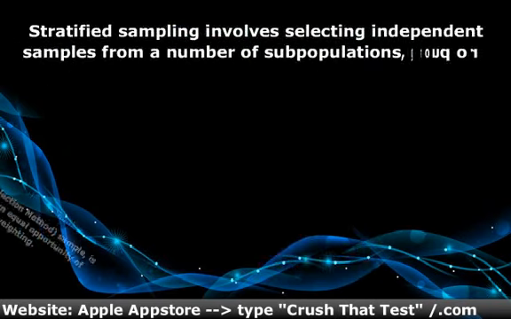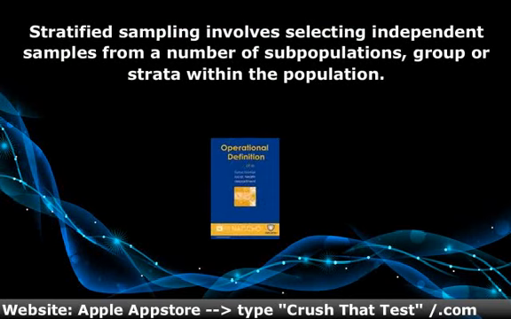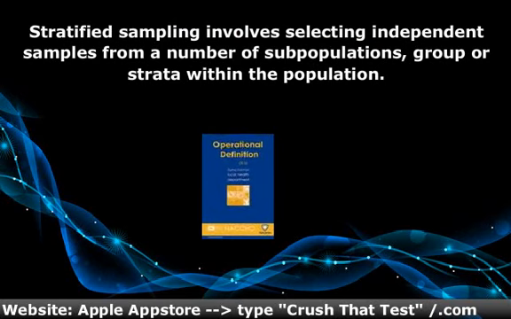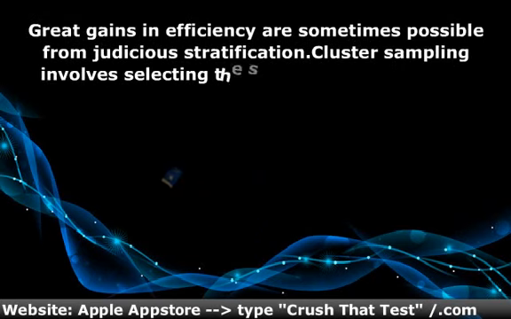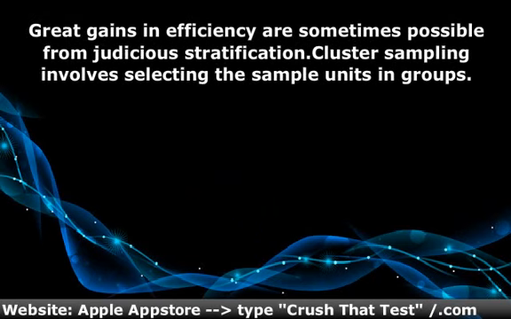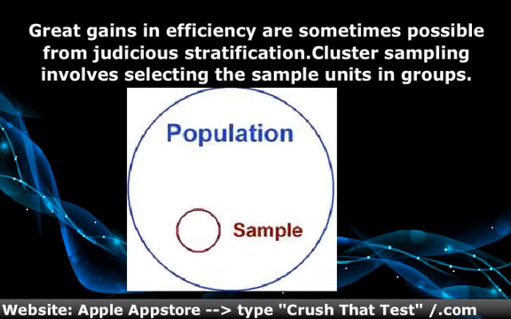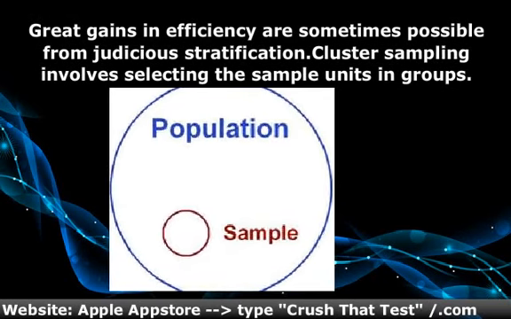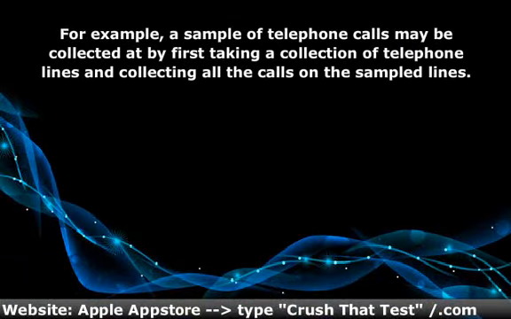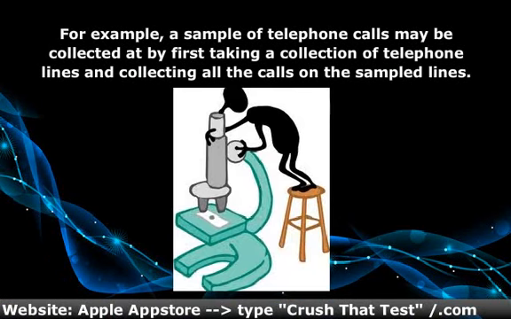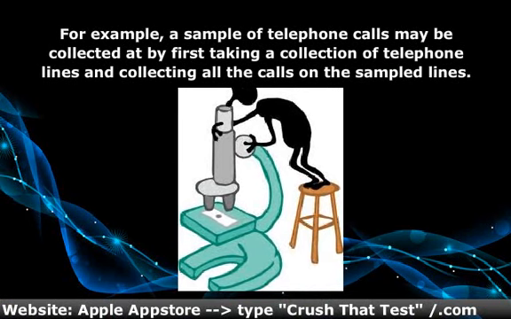Stratified sampling involves selecting independent samples from a number of subpopulations, groups or strata within the population. Great gains in efficiency are sometimes possible from judicious stratification. Cluster sampling involves selecting the sample units in groups. For example, a sample of telephone calls may be collected by first taking a collection of telephone lines and collecting all the calls on the sampled lines.